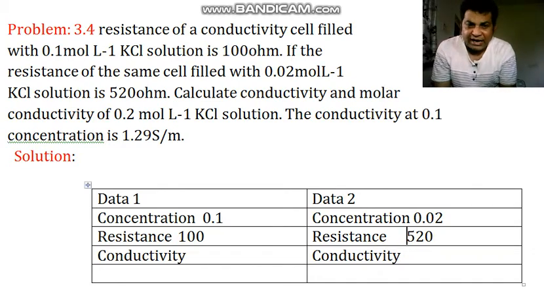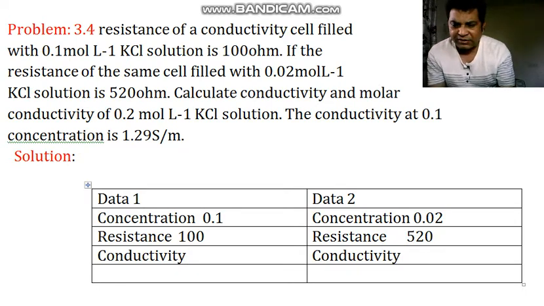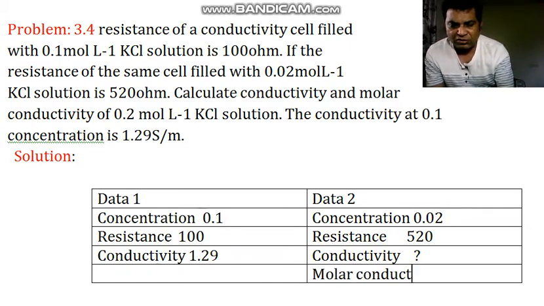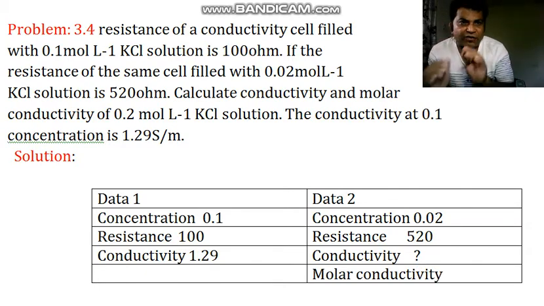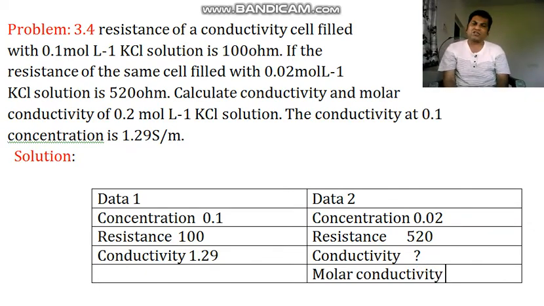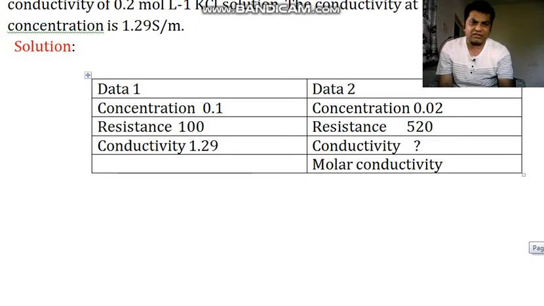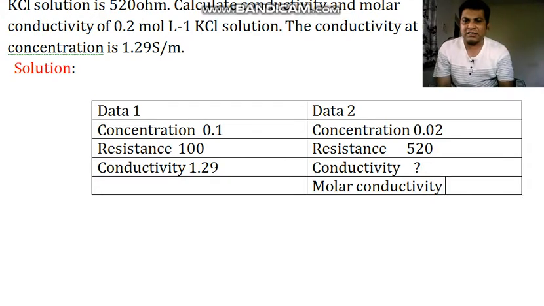Now the conductivity at 0.1 is given as 1.29, so I am writing 1.29 here, and we have to find out the conductivity of the second one, as well as the molar conductivity also. So dear students, this is our first target to do the calculation. I hope the first data introduction is understood. After getting this data introduction, now come on, let's calculate the sum.